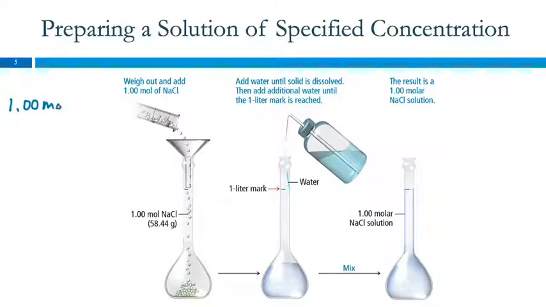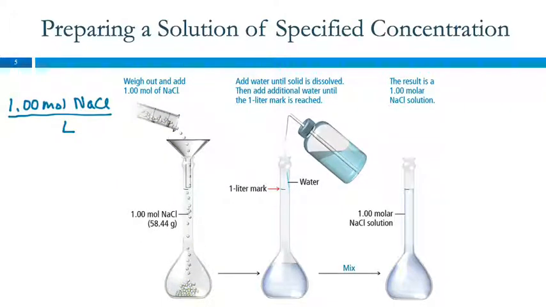1.00 moles of sodium chloride per liter, then we need 1 mole of sodium chloride in 1 liter of solution. So we can't measure a mole, we have to measure the mass. So here's the molar mass: 58.44 grams of sodium chloride is 1 mole. So we would measure out 58.44 grams of sodium chloride and then transfer it into the flask.